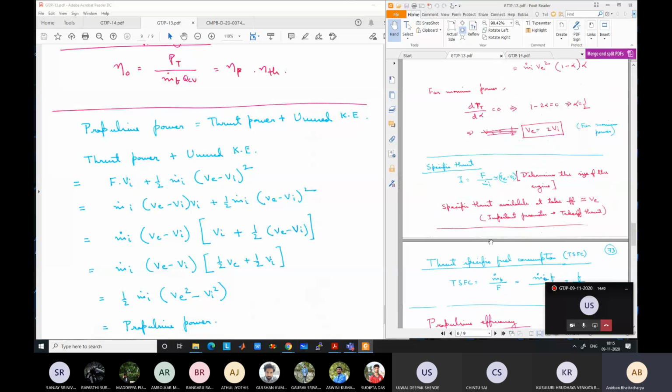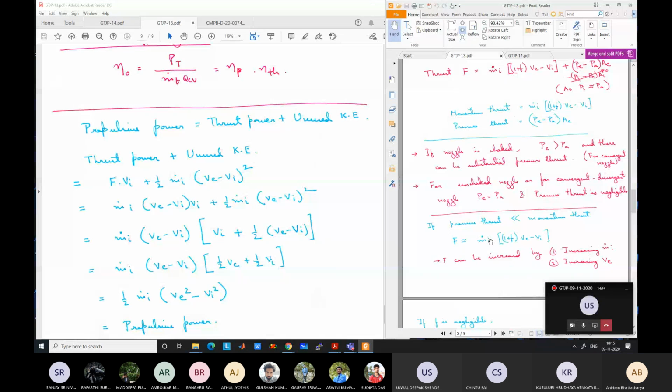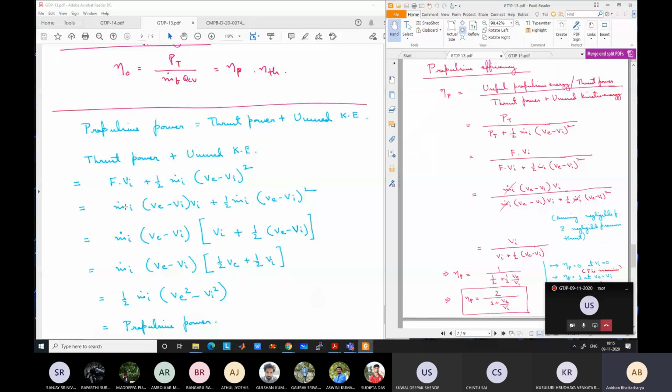By definition, F is equal to, if you ignore fuel air ratio, m dot I (V minus Vi). Okay, m dot I (V minus Vi). We are ignoring the fuel air ratio here for this calculation. So F is m dot I (V minus Vi), and one more Vi was there.